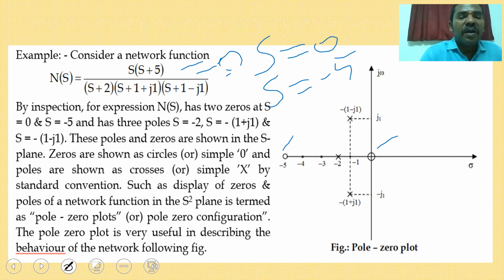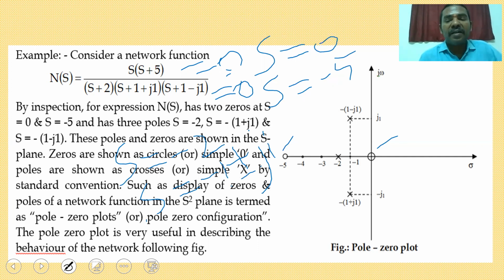If you substitute the values where N of s is infinity, you can get the poles. So here s is equal to minus 2 and s is equal to minus 1 plus or minus j1. So a complex conjugate pair you are getting. Poles are represented by the cross symbol. Here the complex conjugate is minus 1 plus or minus j1, so the upper side of the j-axis and the lower side of the j-axis, and another pole is at s is equal to minus 2.